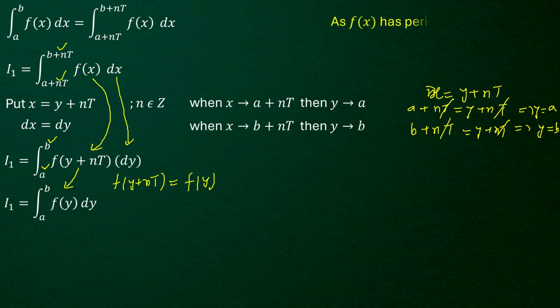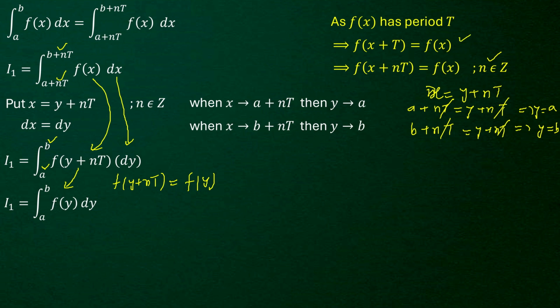As f of x has period t, by definition we can write f of x plus t is equal to f of x. This is the definition of a periodic function. The new thing is we can write f of x plus nt is equal to f of x, where n belongs to Z. If f of x plus t is equal to f of x, then f of x plus nt is also equal to f of x.